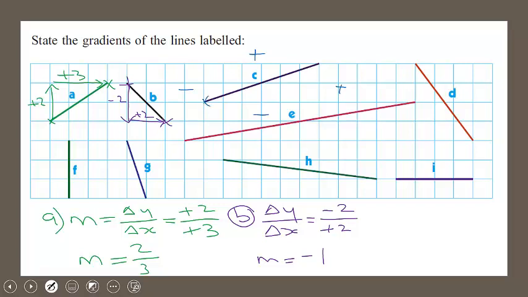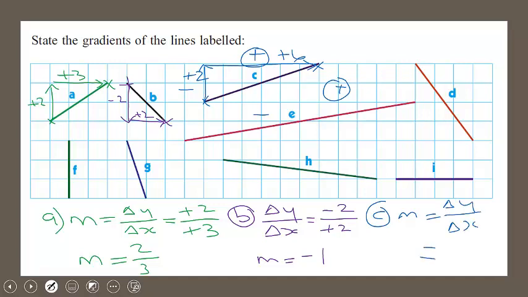For C, up is plus, right is plus, down is minus, left is minus. I'm going to go from this point to that point. So first I go up 2, 1, 2. That is in the plus direction, so that's plus 2. And I go 1, 2, 3, 4, 5, 6. 6 in that direction, and that is plus, so that's plus 6. So C, m equals change in y over change in x, which equals y first, that's up down, 2 over 6, which equals 1 over 3.